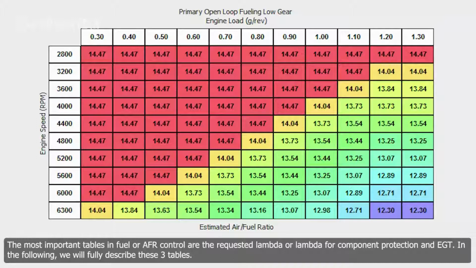The most important tables in fuel or AFR control are the requested Lambda, Lambda for component protection, and EGT. In the following, we will fully describe these three tables.